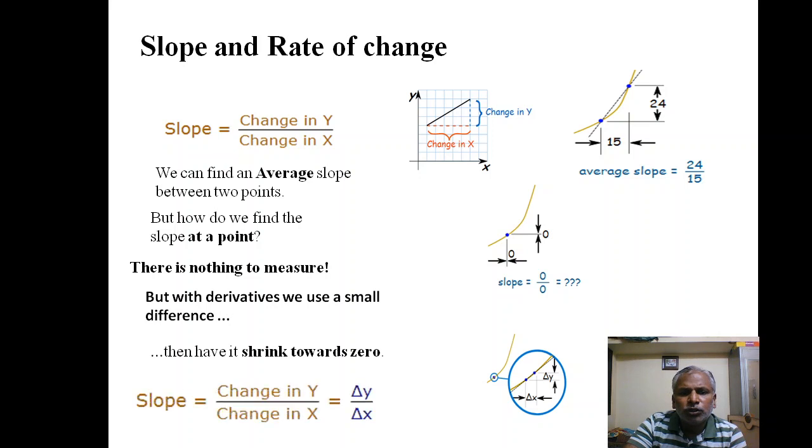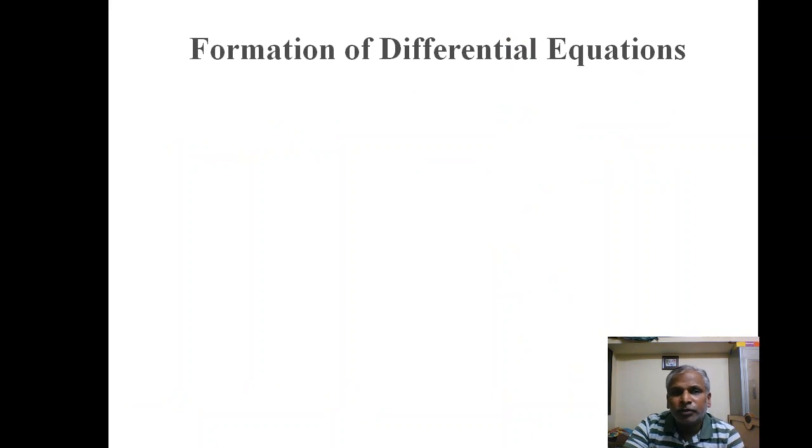Change in y is denoted by delta y and change in x is denoted by delta x. If we change delta x to 0 and delta y to 0, then it becomes 0 upon 0. It is not defined. These terms are tending to 0, not equal to 0. In that case the limit exists, and such a limit is called the derivative at that point. That is the slope of the curve.